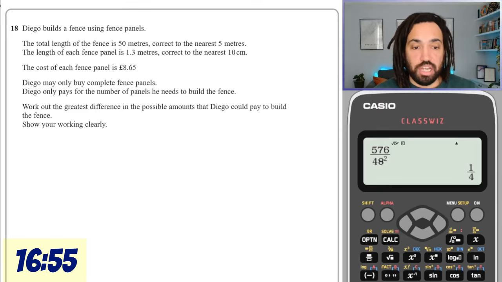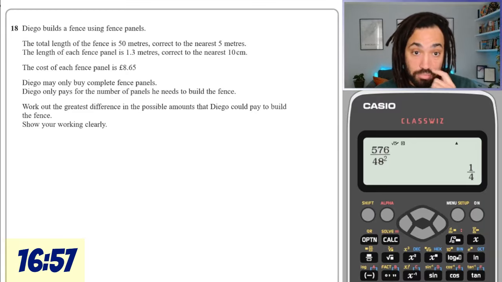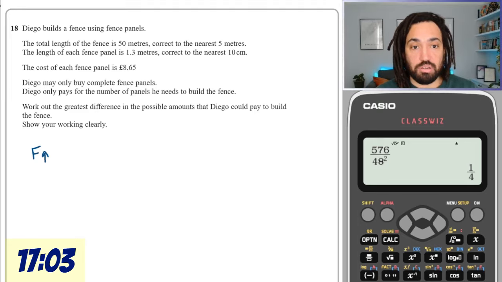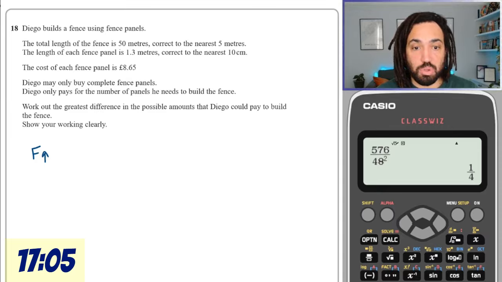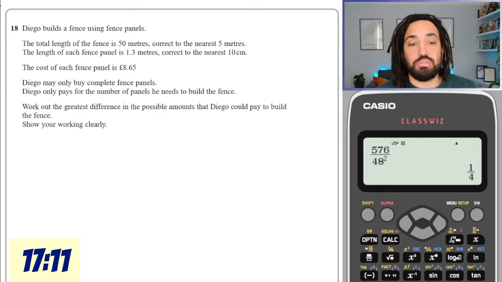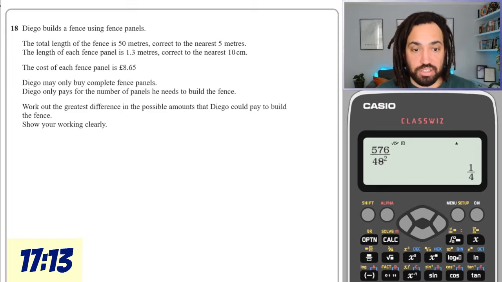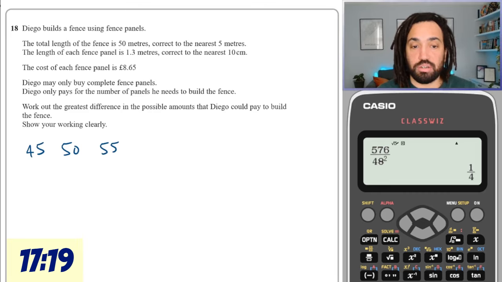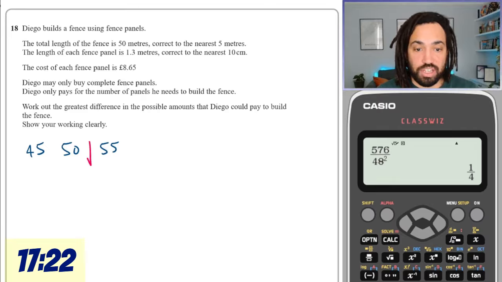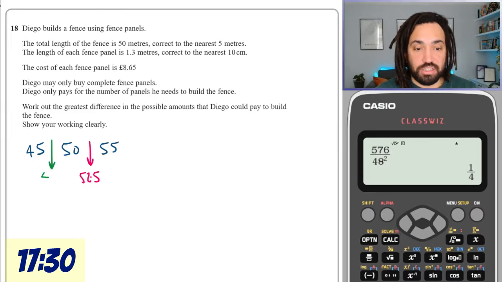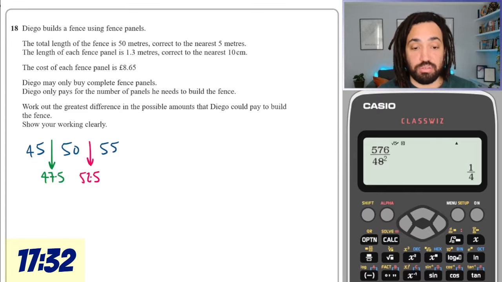Fine, right. So the upper bound of how much he could pay would be a big fence with really small panels. Okay. So what's the biggest the fence could be, basically? The length of the fence. So it's 50 meters to the nearest 5. So I go 55 above, 45 below. So the upper bound of the fence is 52.5, and the lower bound of the fence is 47.5.